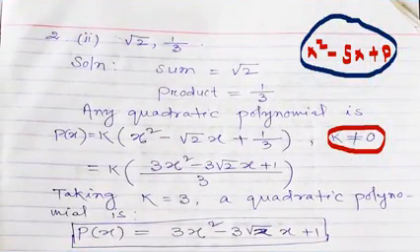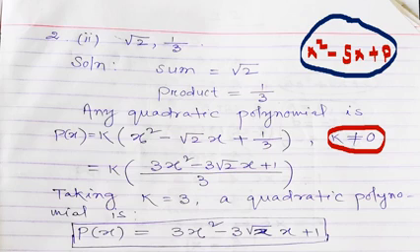Next, let's go for the solution of question number 2, where we have to find a quadratic polynomial whose sum of zeros is square root of 2 and the product is 1 by 3. For this, any quadratic polynomial in x is p of x is equal to k multiplied by x square minus sum of the zeros into x plus product. Here the sum is square root of 2, so I have written here square root of 2, and the product is 1 by 3, where k is not equal to 0.